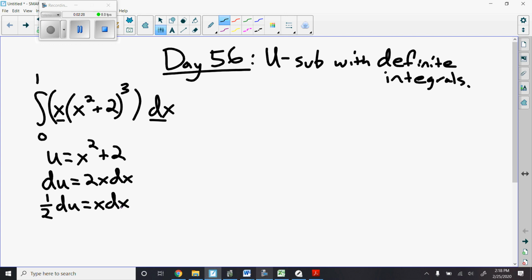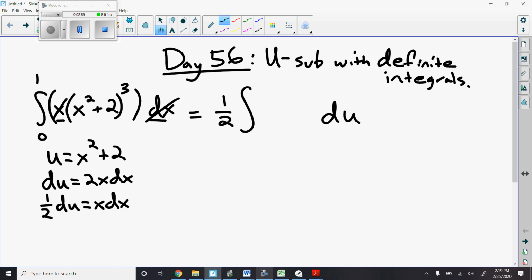I'm going to rewrite this integral. I'm going to put my half out front, and I'm going to put my du at the back. Half du is substituting out our x and our dx. If you notice, I did not copy 0 and 1 down, because those are going to be changing. I'll put the limits on my integral here in a second. But for right now, I'm doing everything like I did yesterday.